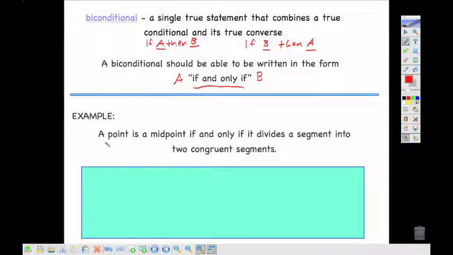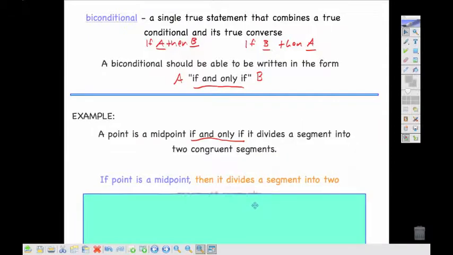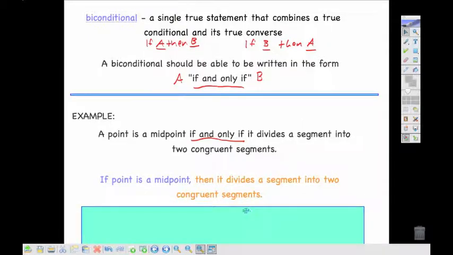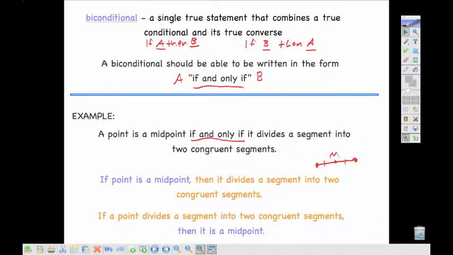For example, we have this statement: a point is a midpoint if and only if it divides a segment into two congruent segments. If we look at this as two conditional statements, we could think of it first as: if a point is a midpoint, then it divides a segment into two congruent segments. So if I have a midpoint, that means it must be dividing the segment into two congruent segments. That's true. And if we look at the converse of this, switching the order around: if a point divides a segment into two congruent segments, then it is a midpoint. That's also true. So regardless of the order, this will still be true, so we can still say if and only if.